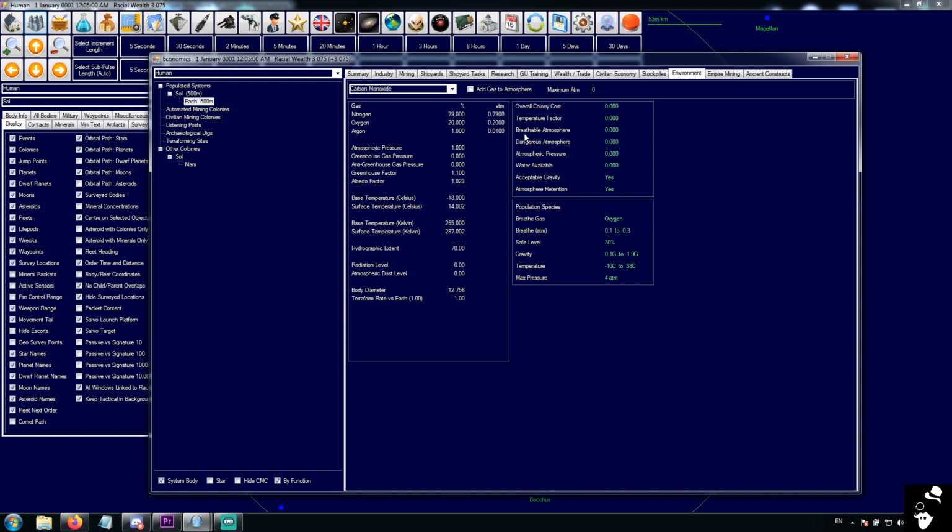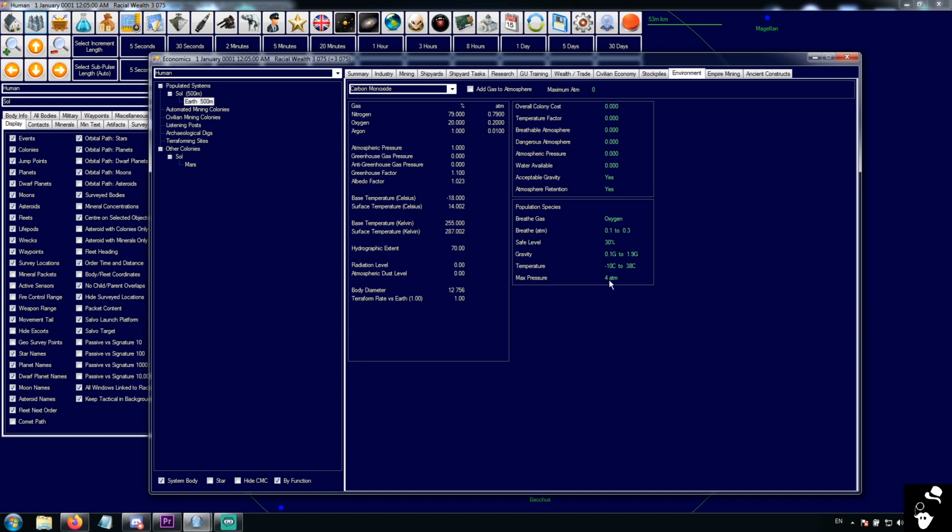These are the actual factors. So this is the temperature factor. This is the atmosphere factor, whether it's breathable or not. This is any toxic gases. This one here is from the pressure itself, so if you're over pressure. And this one is if you have no water supply.